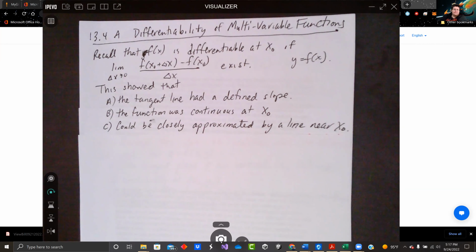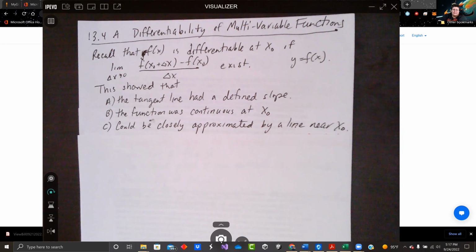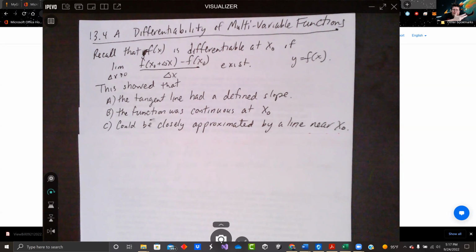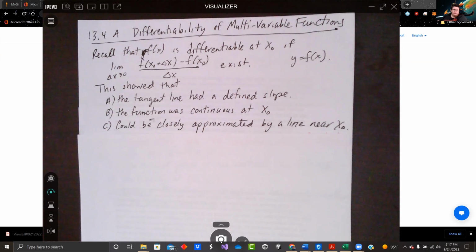Recall that f of x, when we do it in 2 dimensions, is differentiable at x naught if we can show that the limit as delta x goes to 0 of f of x naught plus delta x minus f of x naught, all of that divided by delta x, exists. And y was f of x, of course. It showed a couple things. It showed that the tangent line had a defined slope, it wasn't vertical. It showed the function was continuous at x naught, and it could be closely approximated by a line near x naught. We would say f of x equaled f of x naught plus f prime of x naught times delta x.